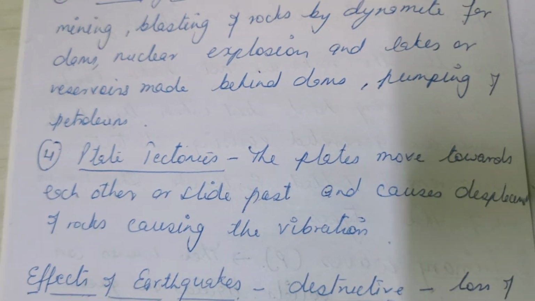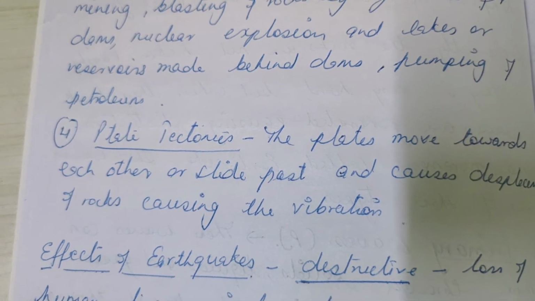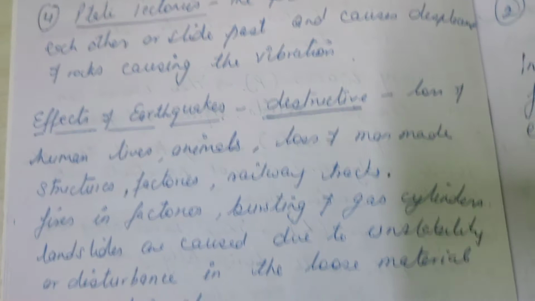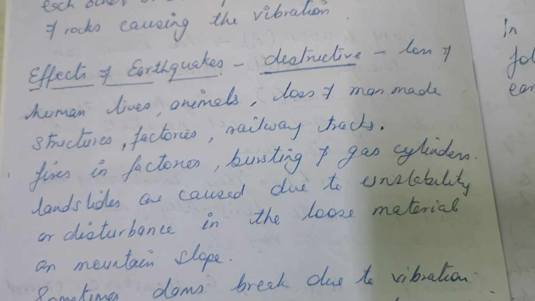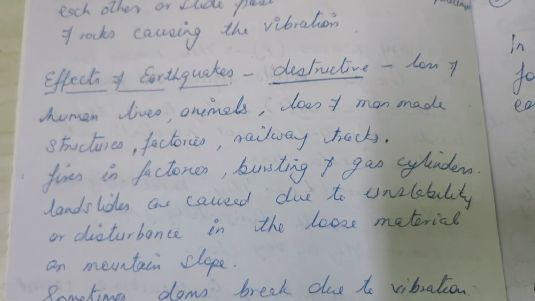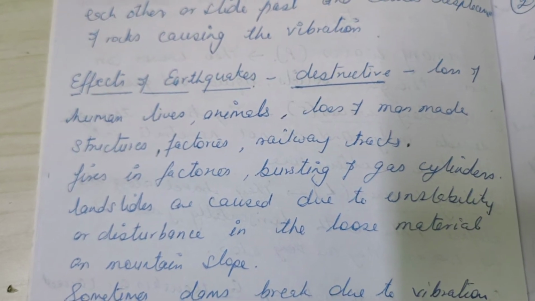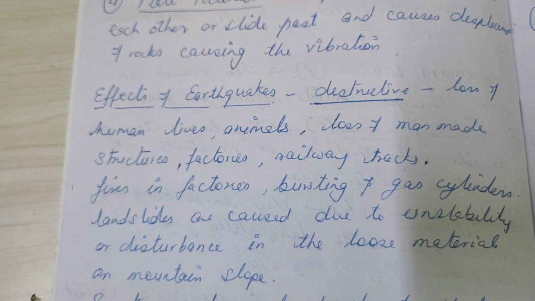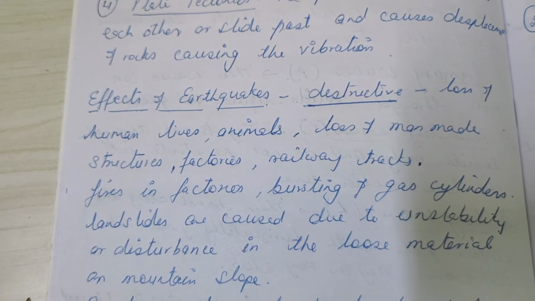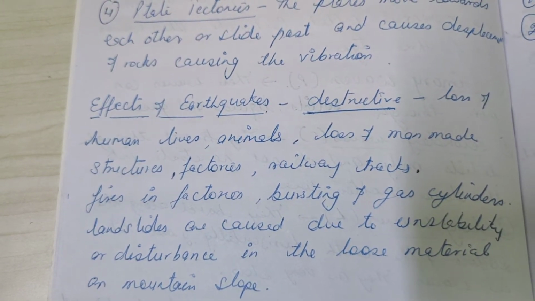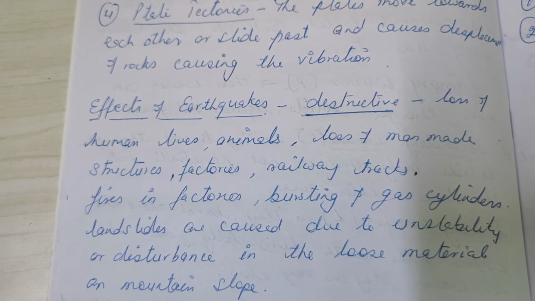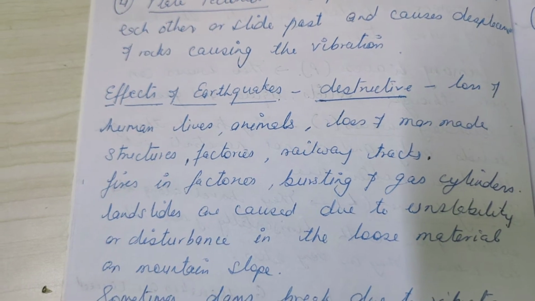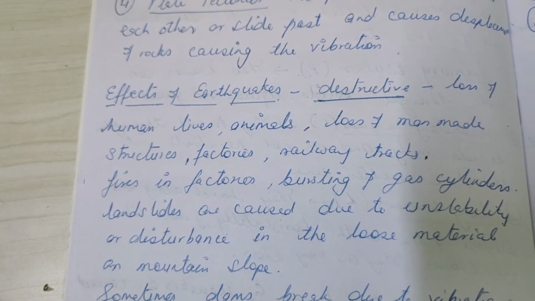Now, we all know that earthquakes are very bad. Wherever they happen, a lot of destruction happens to life and property. So, humans, animals, loss of man-made structures, railway tracks, factories. Fires happen in factories because if the furnace is burning or if a fire is burning, an earthquake might cause that fire to spread. Then gas cylinders can burst. Landslides are caused due to instability or disturbance in the loose material on the mountain slope. So all these effects happen because of an earthquake.